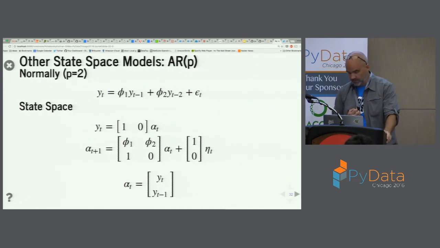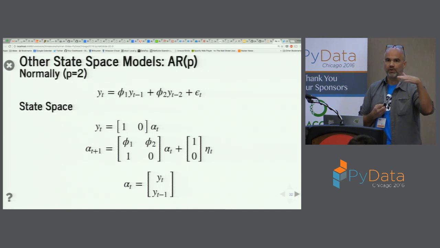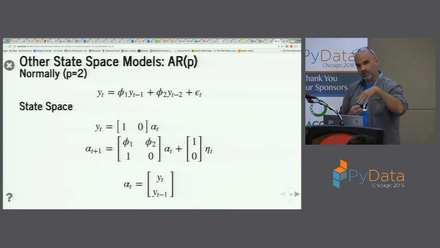Another reason why state space models are popular with economists in particular is that a lot of time series models can be put into state space form, including the whole zoo of what are called ARIMA models. This is just a simple example of what's called an autoregressive model. The top equation is the normal autoregressive time series model, and the stuff at the bottom is the state space form of it.